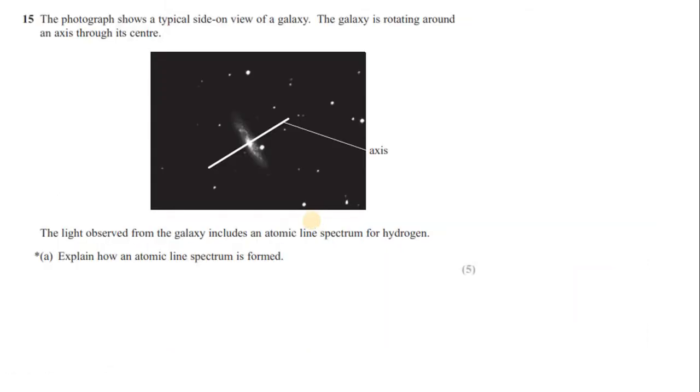Question number 15, the photograph shows a typical side-on view of a galaxy. The galaxy is rotating around an axis through its center. Okay, this is a picture of a galaxy and it is rotating around the axis. The light observed from the galaxy includes an atomic line spectrum for hydrogen. Explain how an atomic line spectrum is formed.